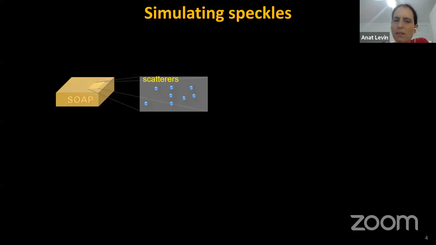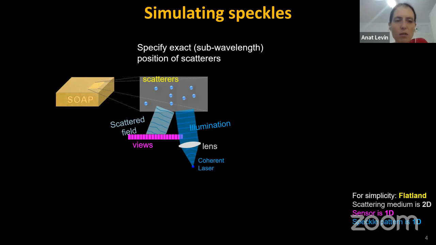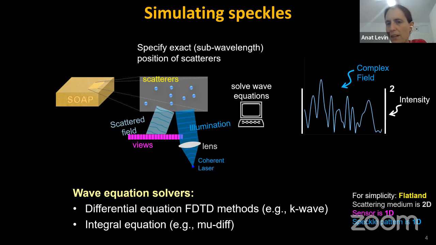Now suppose that I know exactly where each particle is located, and I also know what my illumination is and where my 1D sensor is located. Then I can solve the wave equation, and I can compute the scattered field. Usually the field itself is complex, and with a camera you only measure its intensity. And there are numerical solvers for the wave equation that you can download from the web. They're really, really accurate.